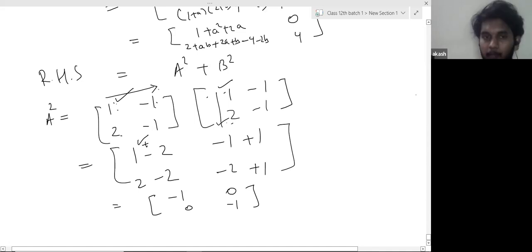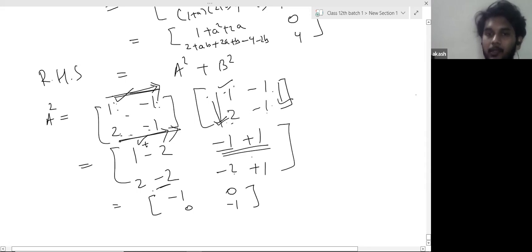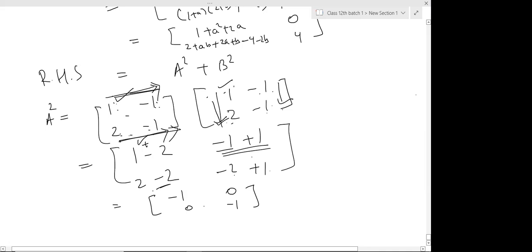Right. Now the same row, first row and second column. 1 into minus 1 is minus 1. Minus 1 into minus 1 is plus 1. All right. Now for this element, take the second row and first column. 2 into 1 is 2. Minus 1 into 2 is minus 2. All right. Now for the last element, take the same row, second row and second column. 2 into minus 1, minus 2, minus 1 into minus 1, plus 1. All right. Yes. So this is A square.